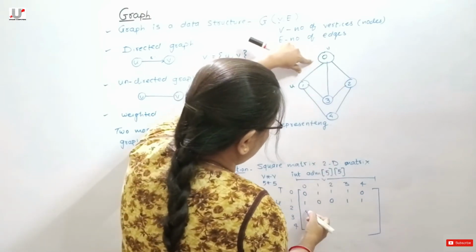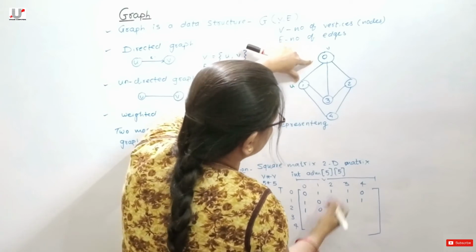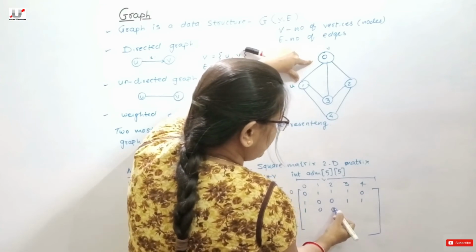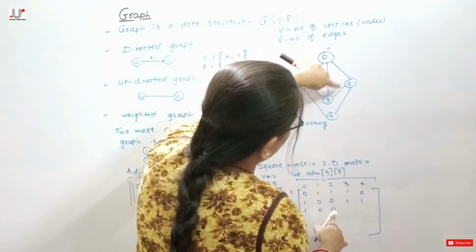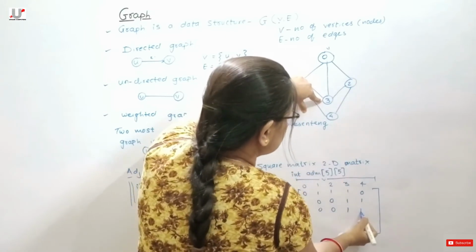From 2 to 0, yes. From 2 to 1, there is no direct edge. From 2 to 2, there is no self loop, so specify 0. From 2 to 3, yes, there is an edge. From 2 to 4, yes.